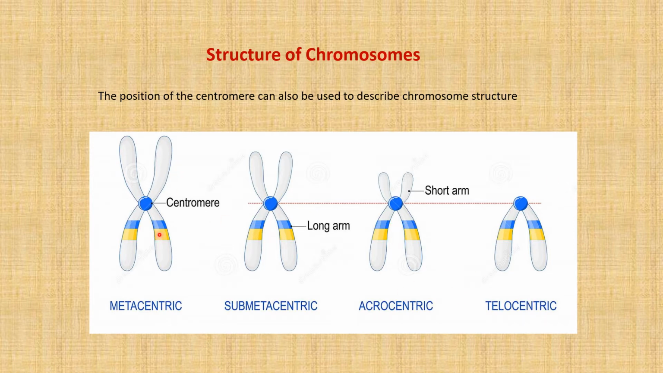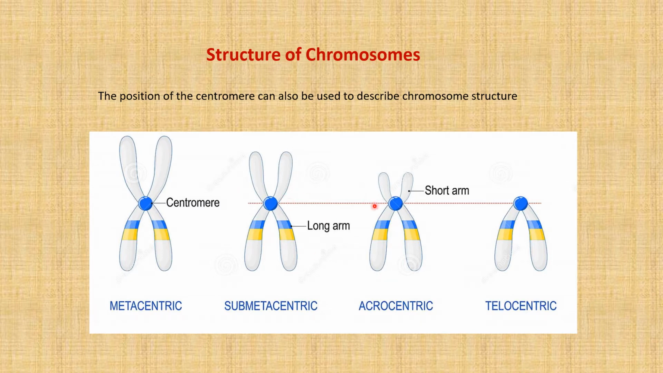See this metacentric diagram. Metacentric chromosomes have the centromere in the center such that both the sections are of equal length. And submetacentric chromosomes have the centromere slightly offset from the center, leading to a slight asymmetry in length. See this, compare these two. Metacentric have equal length and in submetacentric one arm is short and one is long.